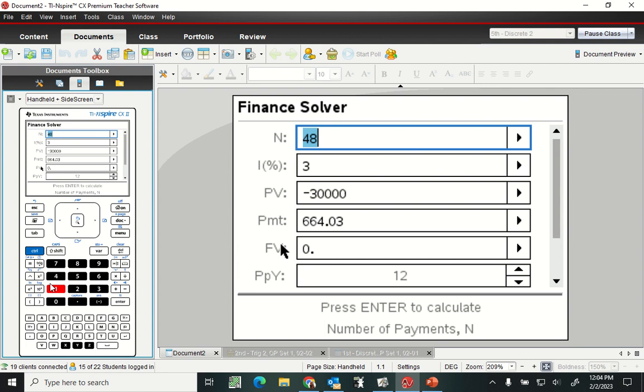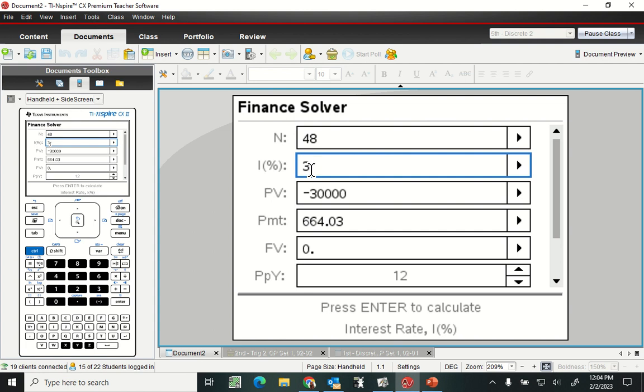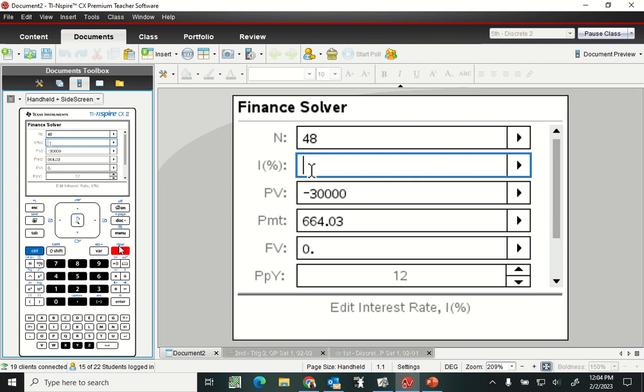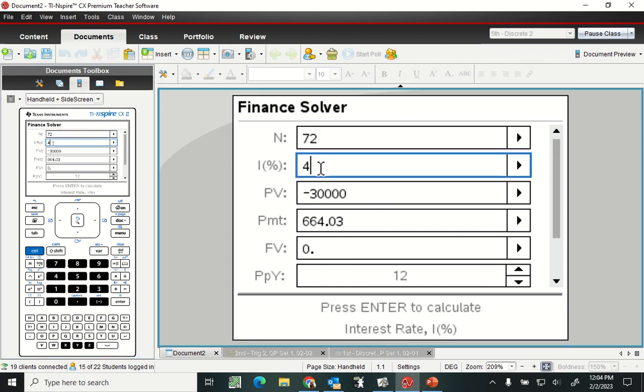All right, it's still there. 4 years. What's my percent now? It's 6 years. Okay, change that to 6 years. 6 times 12. And it's 4% interest, right? Yes. My initial value, the amount I borrowed, is still 30,000, right? Yes. Okay, good. My payment, that's what I'm looking for, and I want my future value to still be 0.